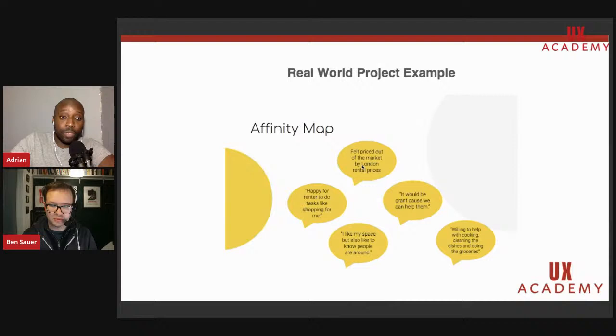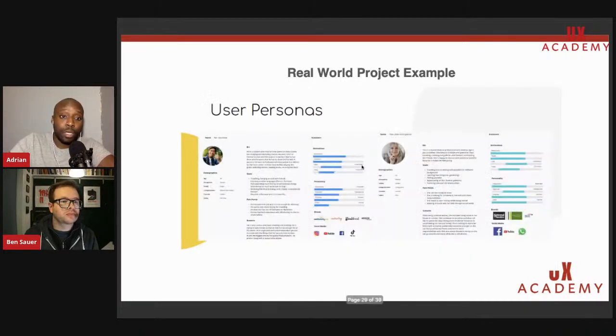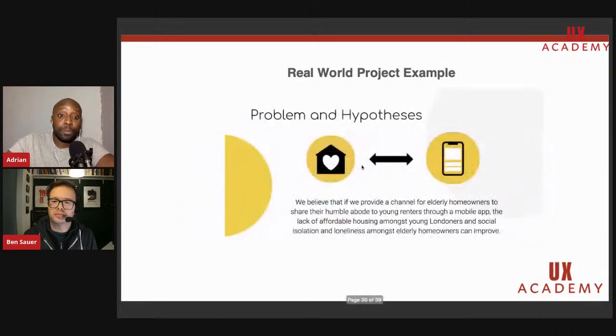She put an affinity map together, which you learn what that's all about in the course, which is essentially putting your ideas together from research. User personas, this is background research into the potential users of the product, trying to laser focus into who the specific user is going to be for that product. Problem and hypothesis. Kanisha had to establish what the problem was, and then come up with a mission to solve that problem.